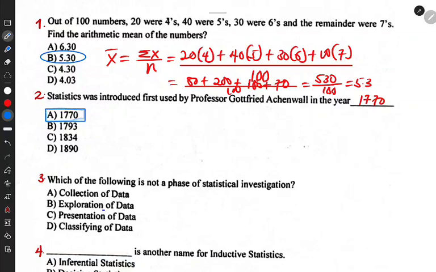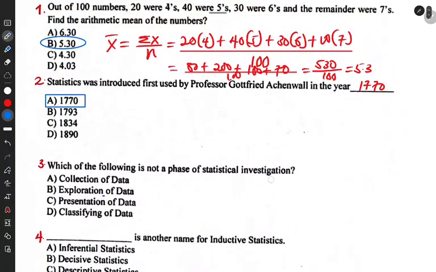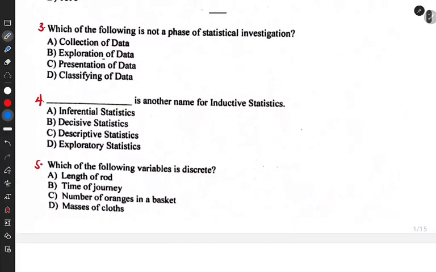So you just have to shade option A. Question number 3. Which of the following is not a phase of statistical investigation? A. Collection of data. B. Exploration of data. C. Presentation of data. And D. Classification of data. So the process involves collection of data, presentation, and classification, but we don't have exploration of data. So the correct option is exploration of data.